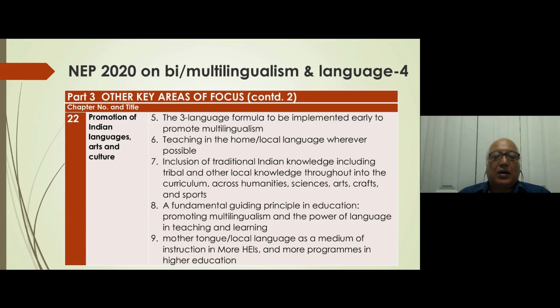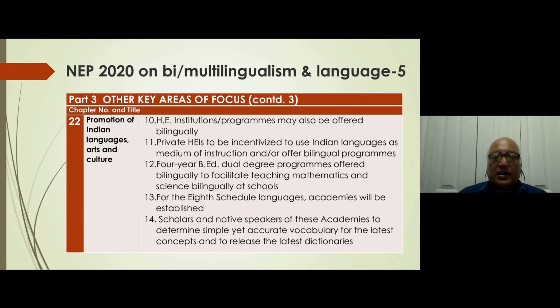Mother tongue or local language as medium of instruction in more higher education institutions and more programs in higher education. The higher education programs may also be offered bilingually. There is a provision of flexibility again. Private higher education institutions to be incentivized to use Indian languages as mediums of instruction and or offer bilingual programs. 4-year B.Ed dual degree programs to be offered bilingually to facilitate teaching mathematics, science, and other subjects bilingually at schools.